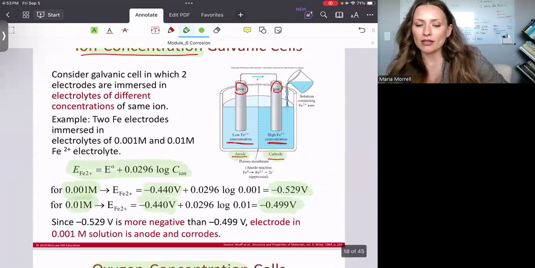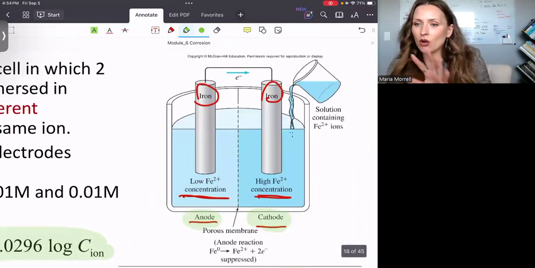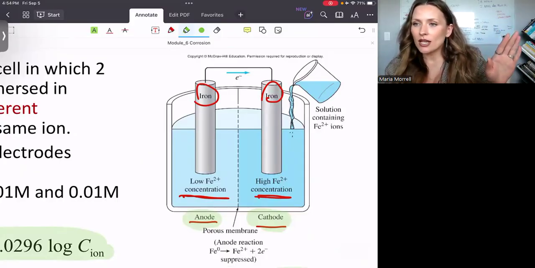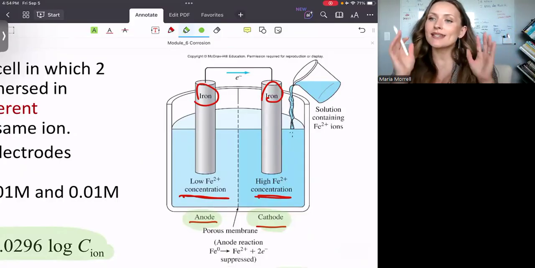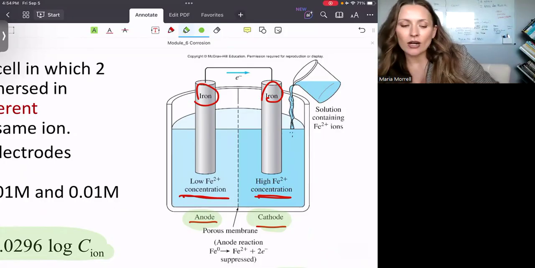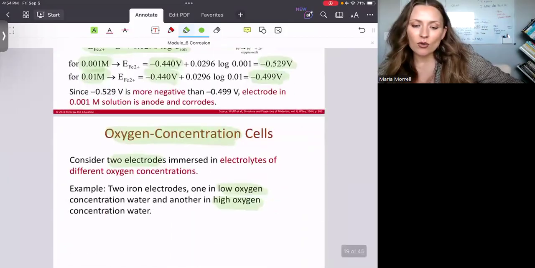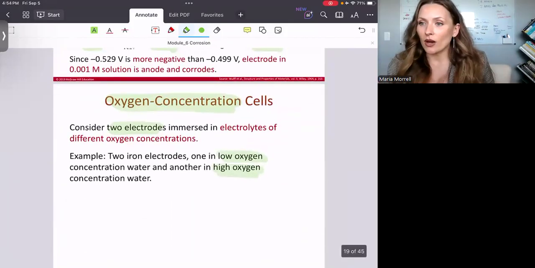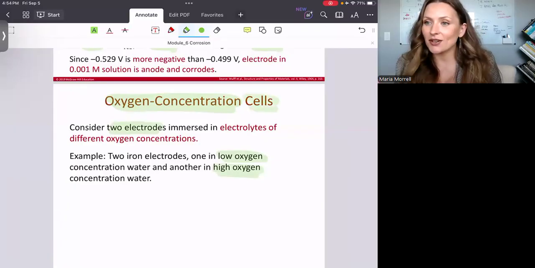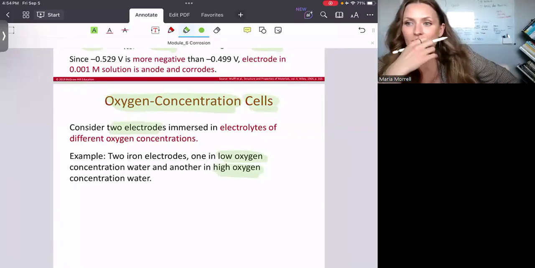Okay, so if I'm going back in here, it's going to be almost the same, but forget about the iron concentration. Think of oxygen. One has abundance and another one is depleted, right? And the question is, what's going to happen? I will tell you right away. It's going to be a galvanic cell, right? Because it says right here, it's a cell and it's called an oxygen concentration cell.